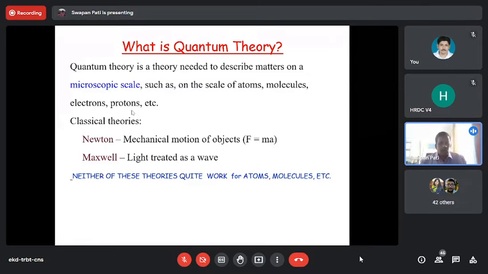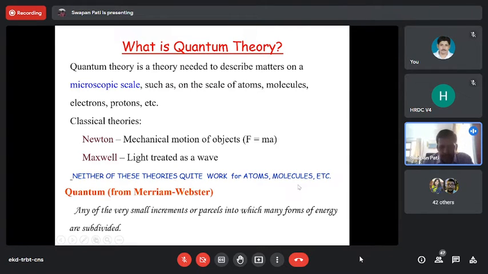So what is quantum theory? Quantum theory is a theory needed to describe matter on a microscopic scale, such as on the scale of atoms, molecules, electrons, protons, etc. Classical theories are due to Newton, the mechanical motion of objects, force equals mass into acceleration. Maxwell defined light as a wave. Neither of these theories quite works for atoms, molecules, etc. In fact, if I look at quantum in the Oxford Dictionary, Merriam-Webster Dictionary, it says any of the very small increments or parcels into which many forms of energy are subdivided. That's what a quantum is. All right.